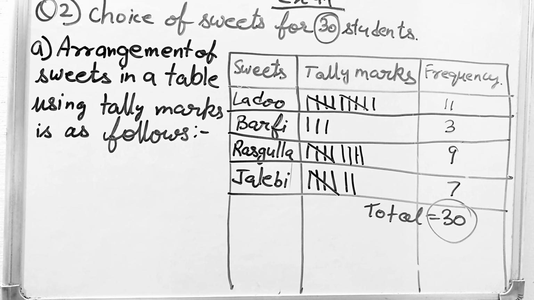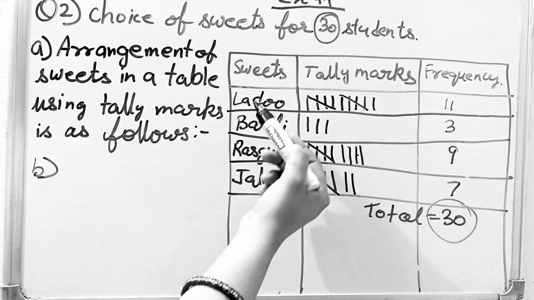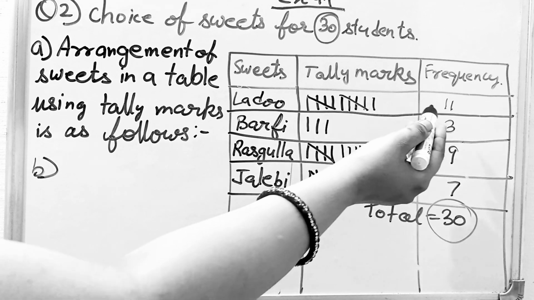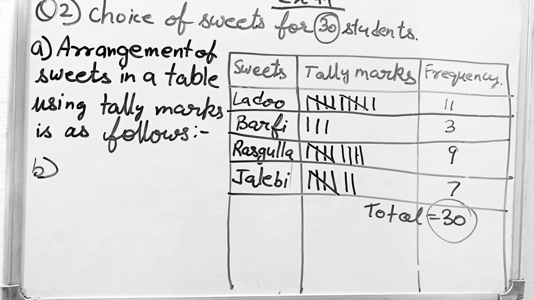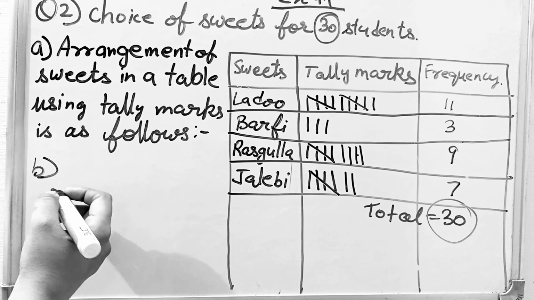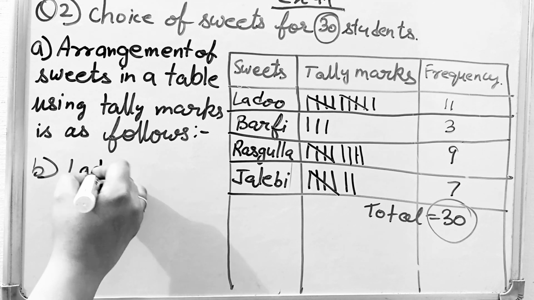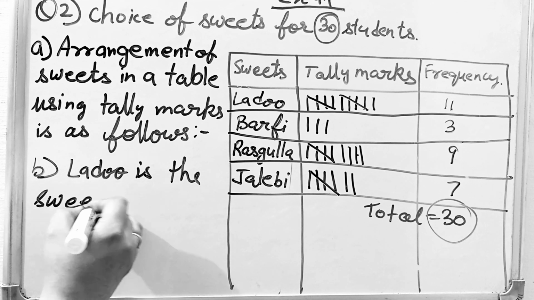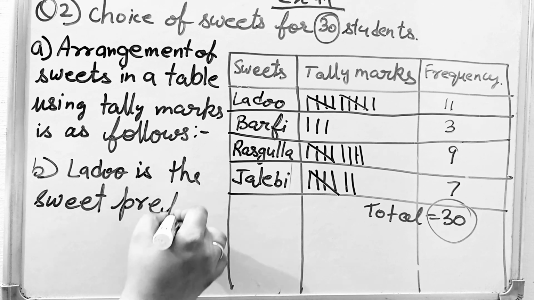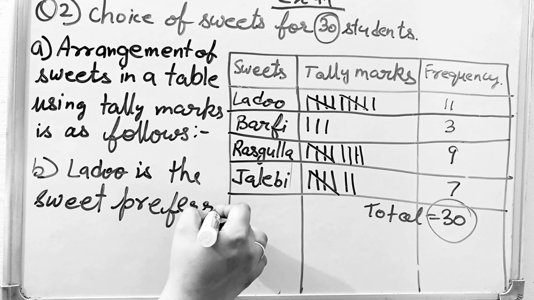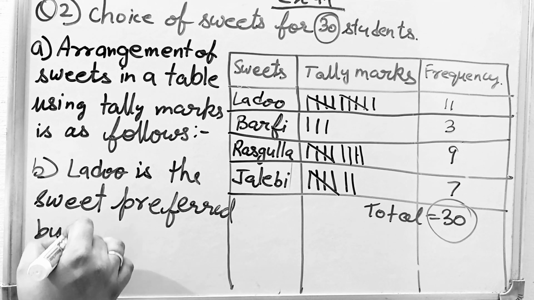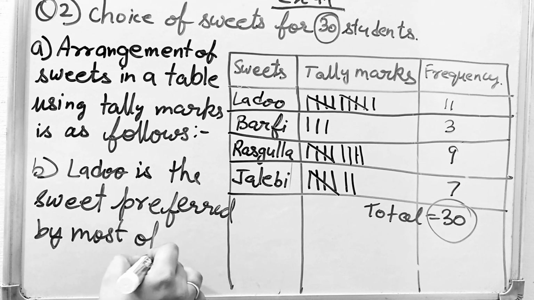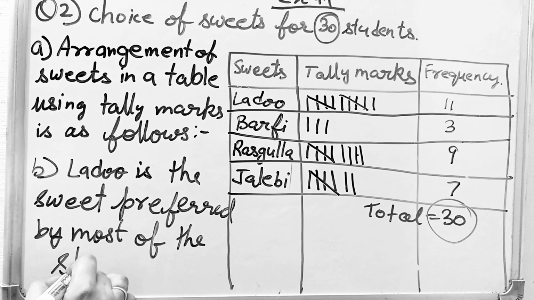Second part, they are asking which sweet is preferred by most of the students. So we can see laddu is coming 11 times. That means 11 students liked laddu. So what will we write in the answer? Laddu is the sweet preferred by most of the students. This will be your answer.